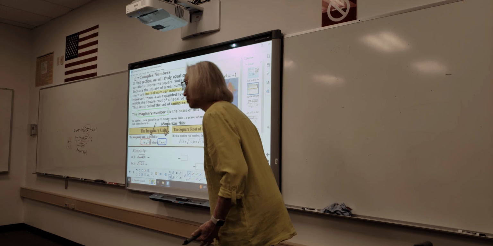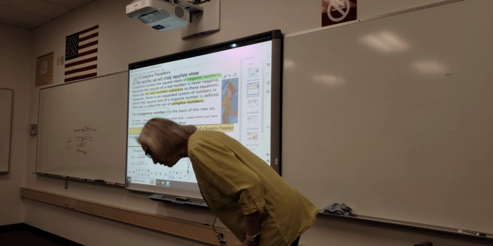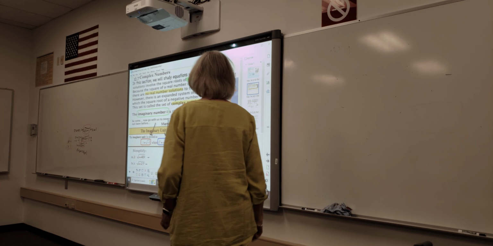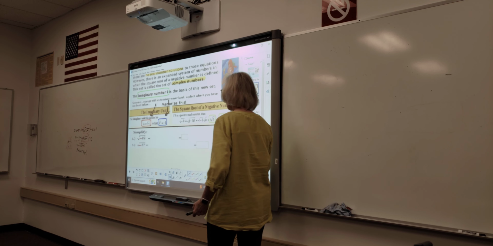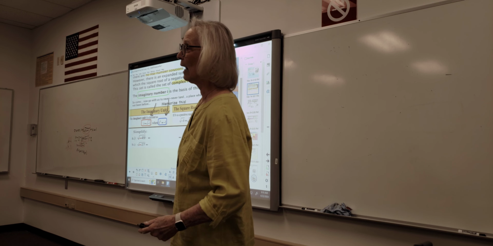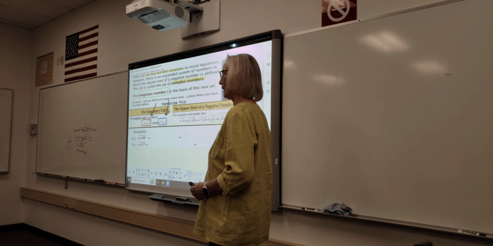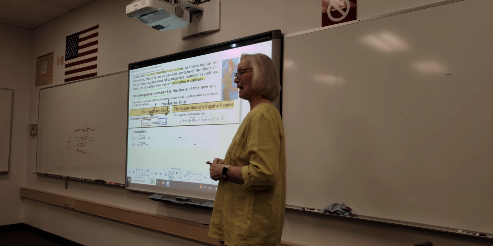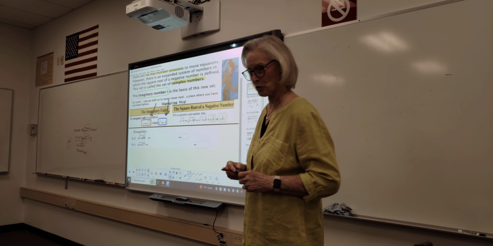Multiply together? Negative. Negative what? Negative 1, good job. Okay, so let's review and see how well you remember how to simplify a radical that has a negative number. Again, with your partners, see if you can give me the answers to these two problems.